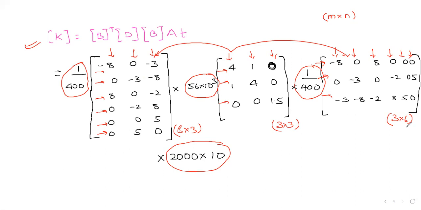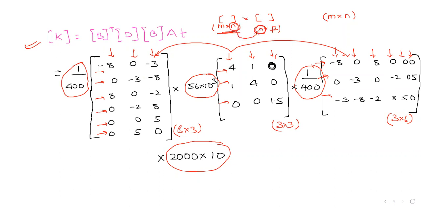So 3 by 6. One more thing you should understand: whenever you multiply two matrices, suppose the first matrix has size M cross N, then the other matrix should have N cross something, it may be anything, P, Q, R, S. But the number of columns in the first matrix must be equal to the number of rows in the second matrix.